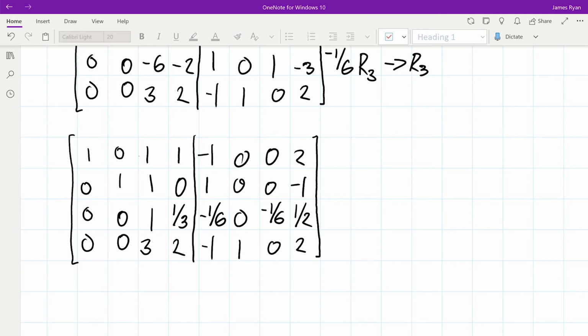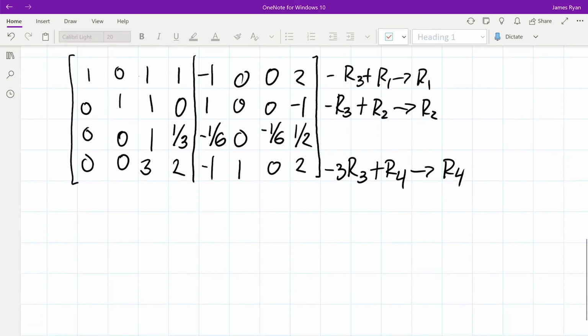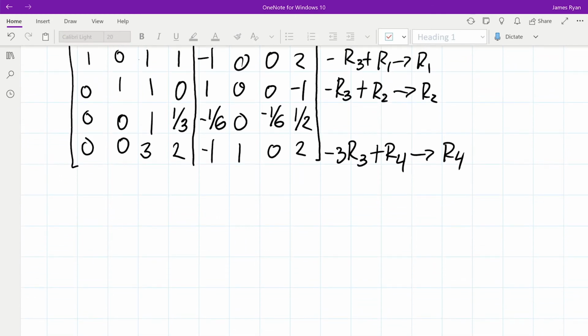Okay, so now we eliminate everything else in this column, so we'll do negative row 3 plus row 2 will become row 2. Negative row 3 plus row 1 will become row 1, and negative 3 row 3 plus row 4 will become row 4. So that will give us 1, 0, 0, 0, 0, 1, 0, 0, 0, 0, 1, 0.